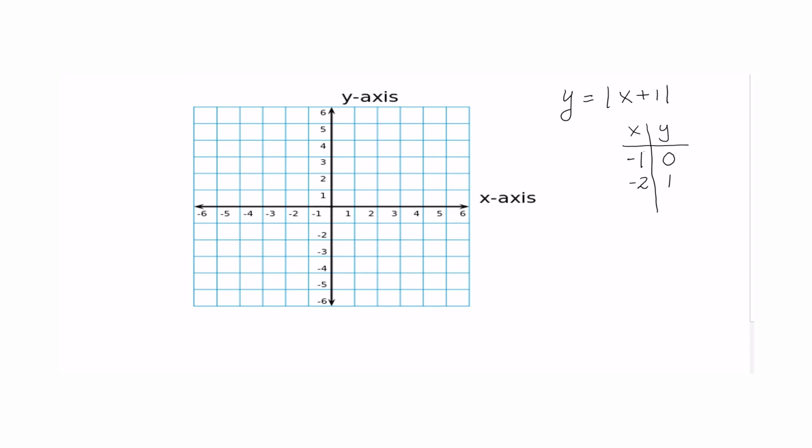So let's come 1 to the right of -1, so let's go to 0. So if I put in 0, 0 plus 1 is 1. The absolute value of 1 is 1. So here's our third point. So we've got a point at -1, 0. That's right here. We have a point at -2, 1, which is right here, and a point at 0, 1, which is right here. So our equation is going to look like this. So in general, we can say that the absolute value graph looks like a V.